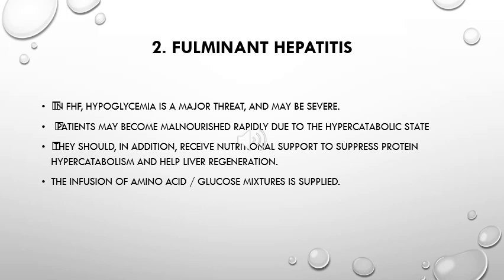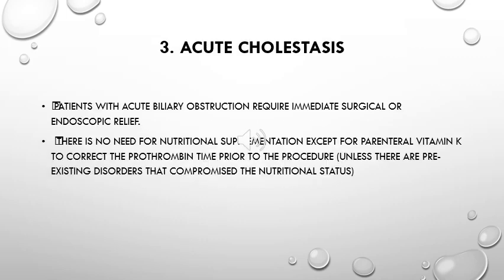In fulminant hepatitis, there is hypercatabolism. Therefore, an infusion of amino acids and glucose mixture is supplied. In acute cholestasis, there is no need for nutritional supplementation except for parenteral vitamin K to correct the prothrombin time prior to procedure.